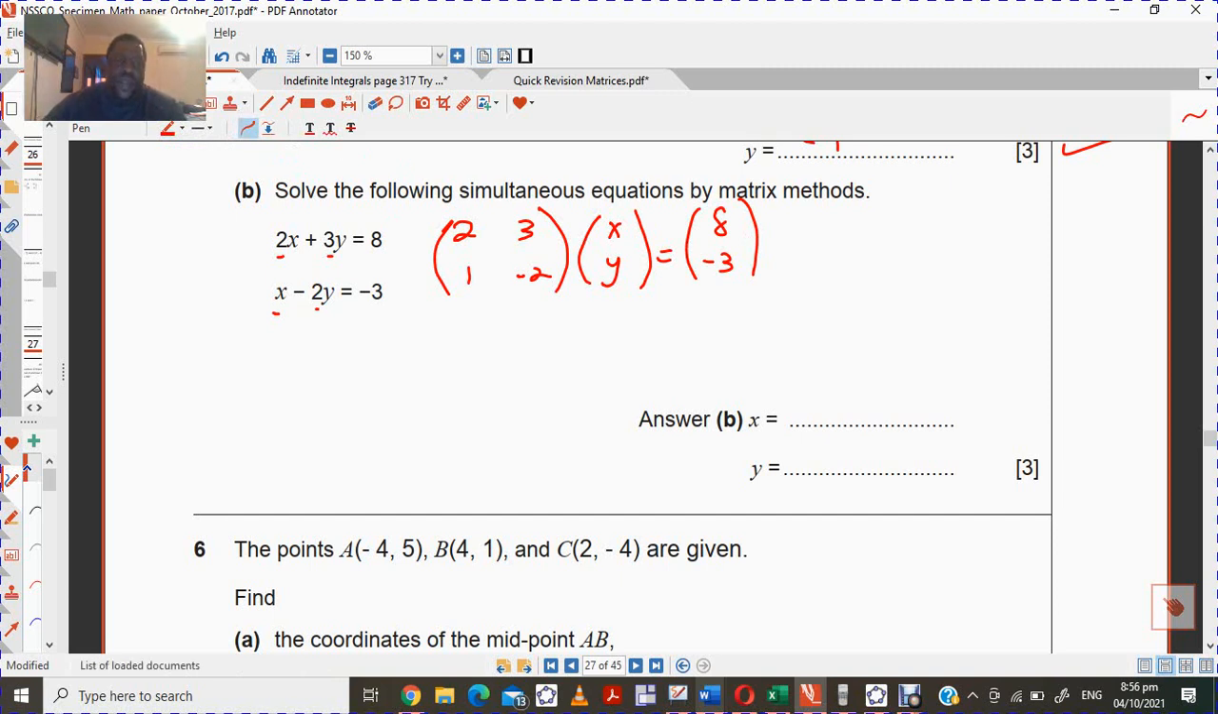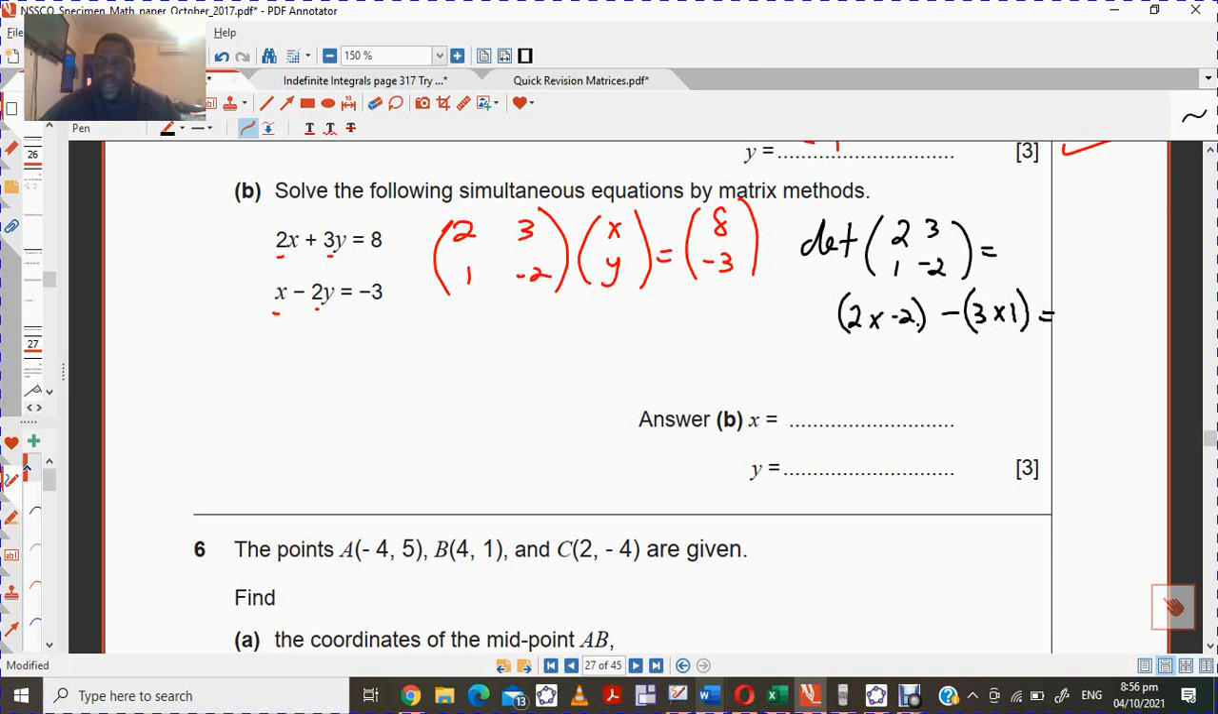So I'm going to first find the determinant of the matrix, or the inverse. Totally up to you how you want to do that. So I'm going to find the determinant of this matrix 2, 3, 1, negative 2. The determinant, remember you swap this, so it's going to be 2 times negative 2 minus 3 times 1. So that gives you negative 4 minus 3, which is negative 7.